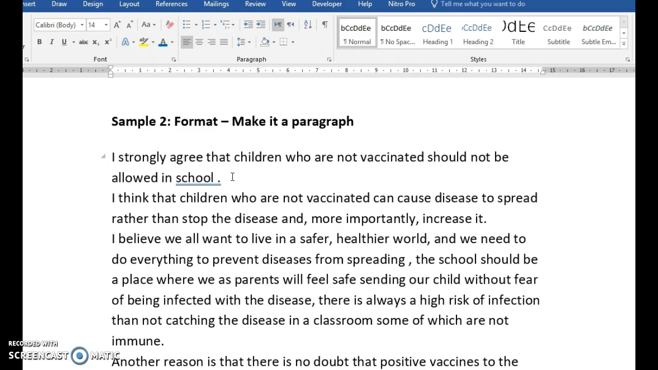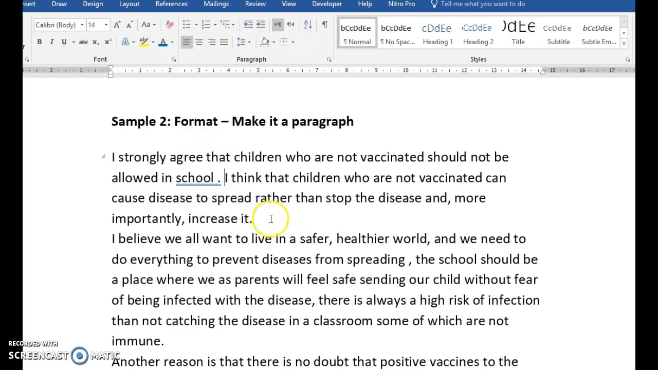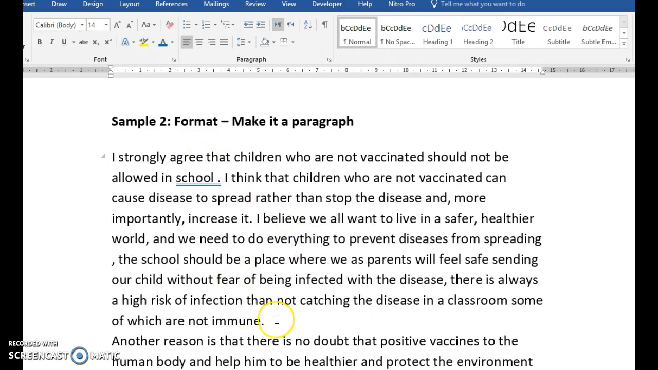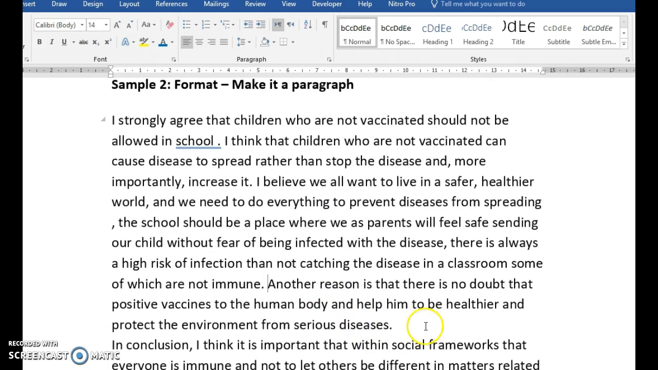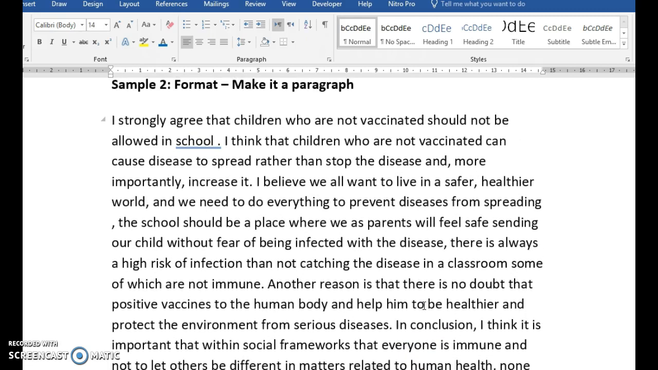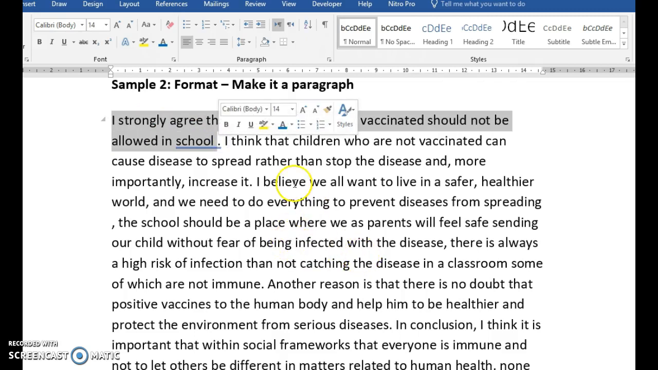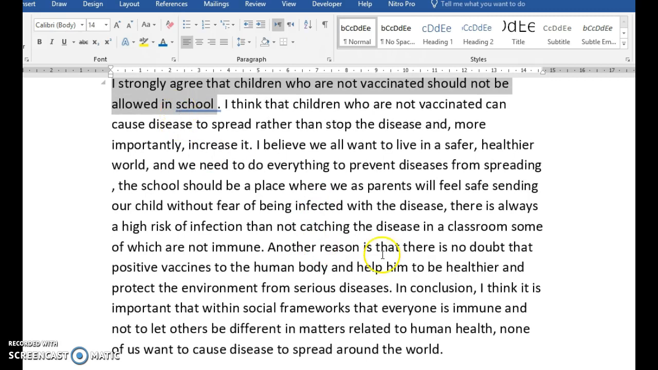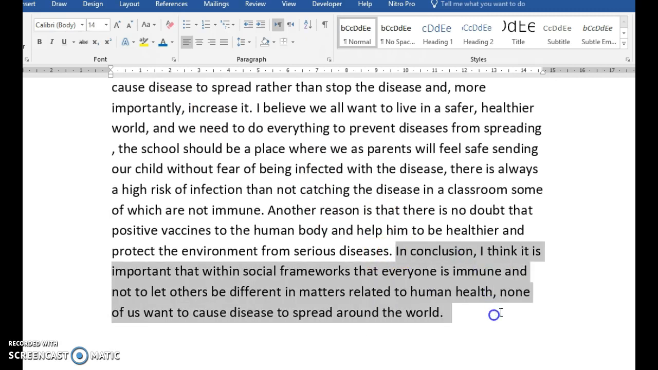We want each of them just to continue. So all we need to do is click here and delete, delete, delete, delete. And what have I got here? I've got a paragraph. All of the sentences are following one another. It looks like a paragraph. And that way I know that this is going to be the topic sentence, and the rest are going to support the ideas here. And then this is the end. It begins with in conclusion.